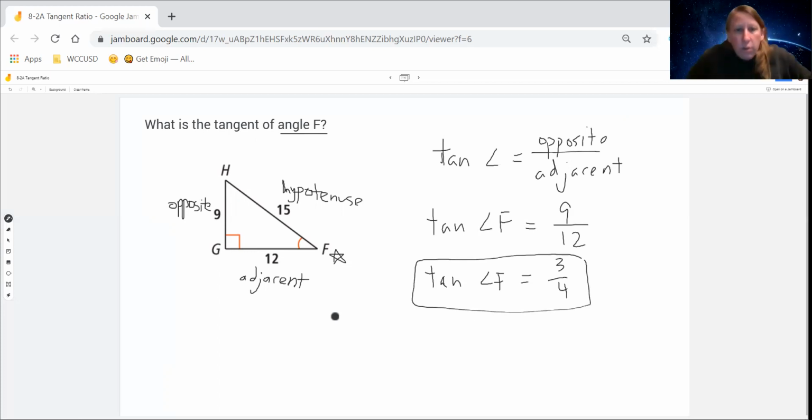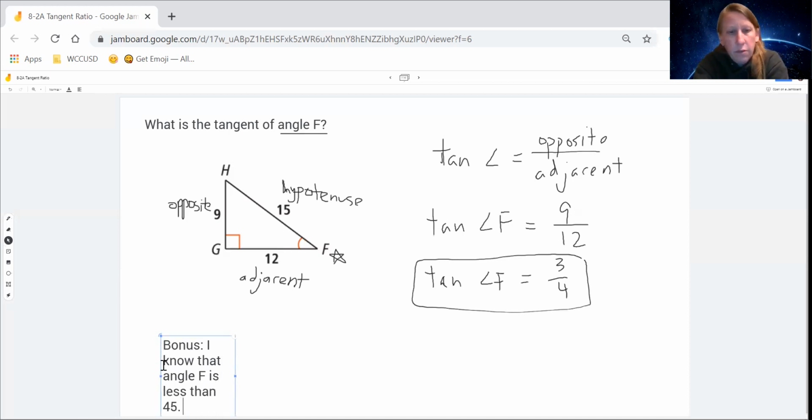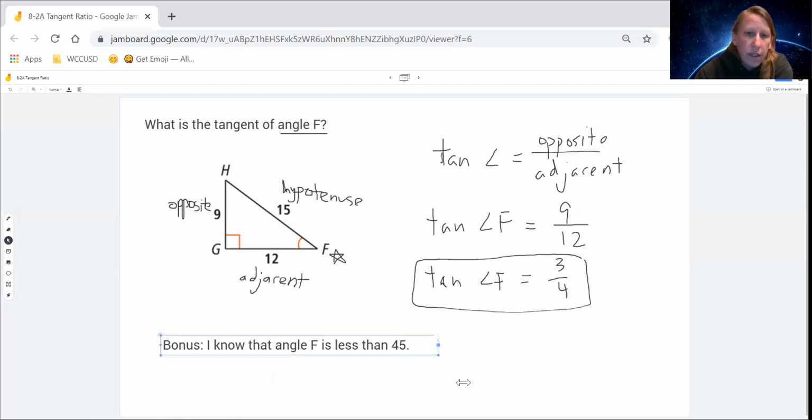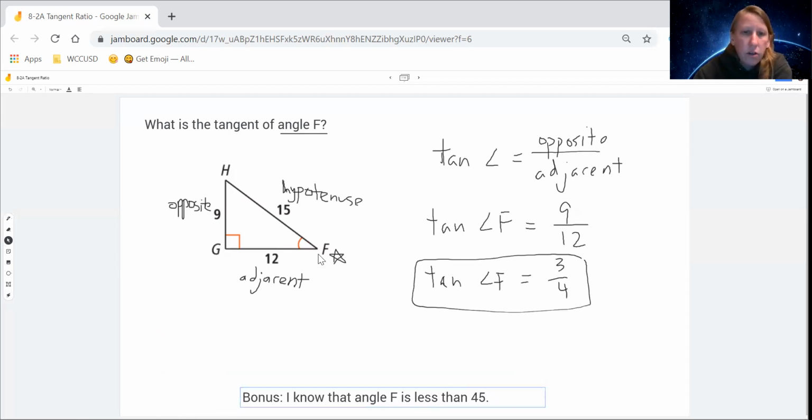Simplified. Okay, what do we know about that angle? Is it 45 or less than 45? If it was equal to 45, then both sides would be 12. It would be a perfect 12 and 12, right? But that side's shorter than 12, so I know that angle is less than 45.